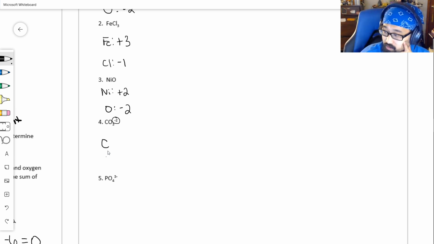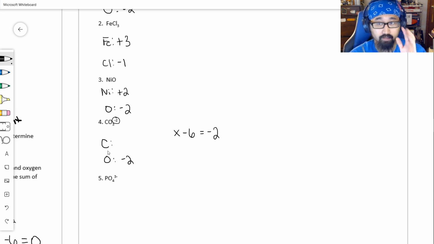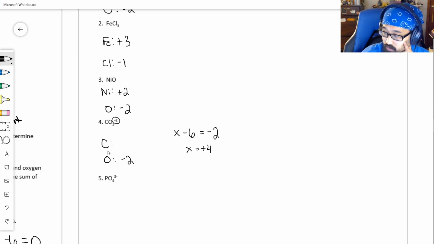Alright, what's C and what's O? Now we've already established many times that O is -2. So 3 of them at -2, that's -6. I don't know what carbon is, so it's going to be X. And so X minus 6 has to equal -2, because the whole thing has to add up to a -2 charge. I'm going to add 6 to both sides. That means that X has to be +4, so my carbon must be +4.